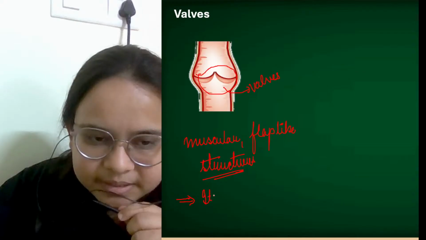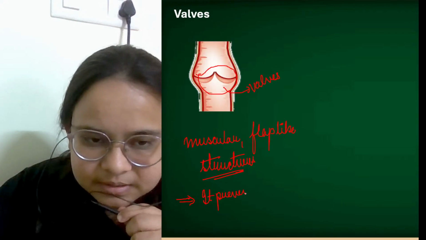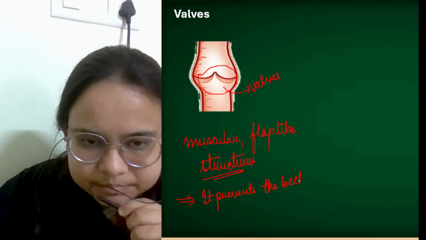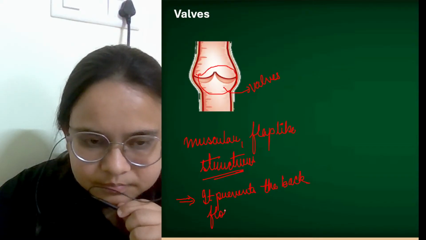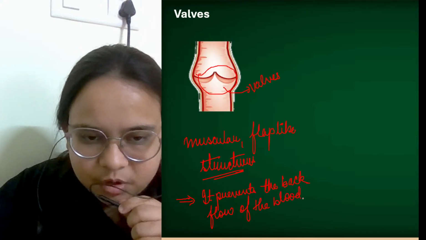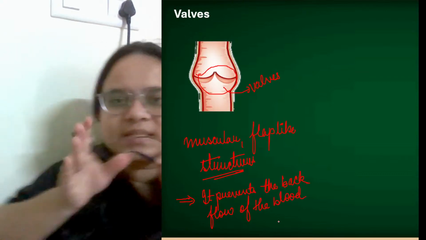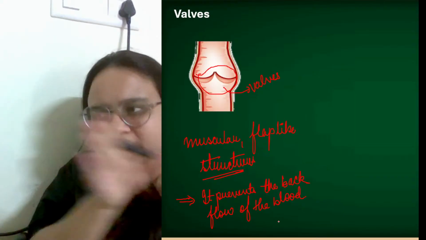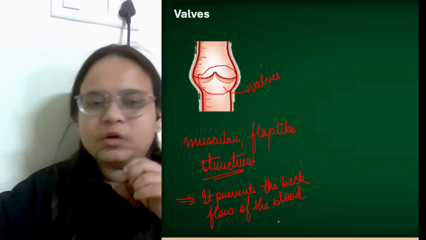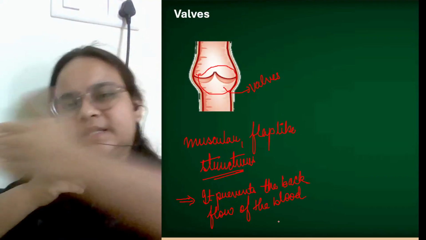That it prevents the backflow of the blood. That means once the blood has passed through a particular region, it cannot move back again. What happens? Suppose blood is moving in this direction.